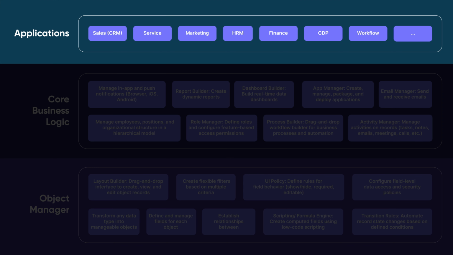The third layer is the application layer. Based on the data and logic configured in the lower layers, users can build fully functional applications such as CRM, task management, inventory management, HR systems, and extended modules like omnichannel, call center, and order management, all fully customizable to fit the way each business operates.